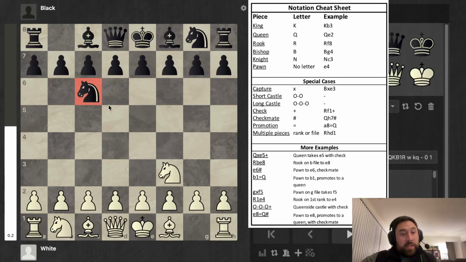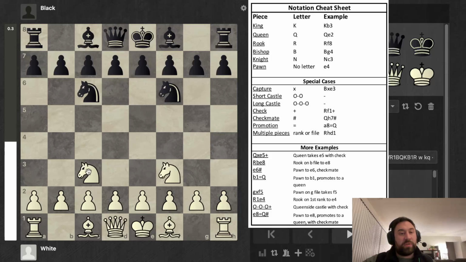So maybe black responds then with knight C6, and then white could play knight C3, and maybe black plays knight F6. Okay? All of those would be written as N, and then whatever square the knight moved to. Perfect.